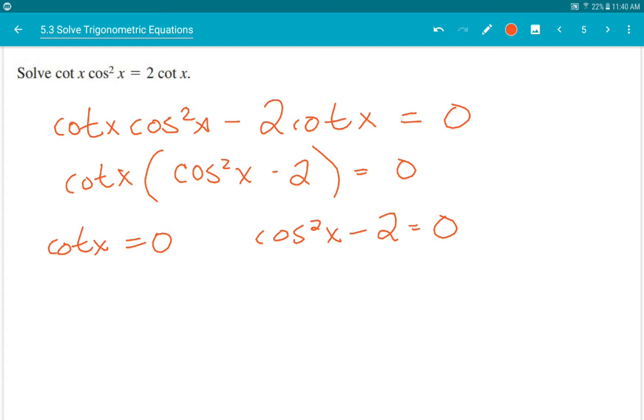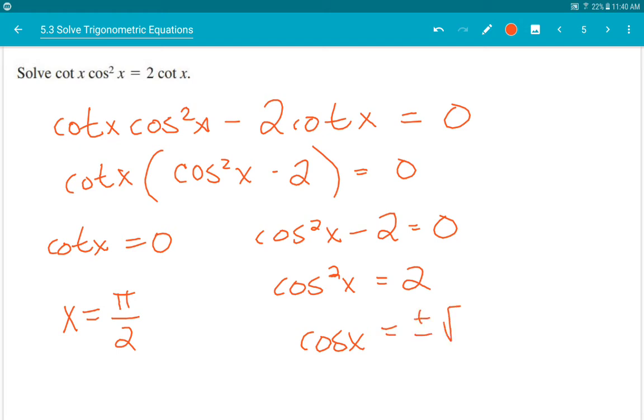All right, so now here, we have to identify where cotangent is equal to 0. Again, it's on the interval from 0 to pi, and that's only going to be at pi over 2. Okay, so there's only one solution for this one. Now this one we need to solve. So cosine squared x equals 2. Now we're going to take the square root, so cosine x is equal to plus or minus radical 2.